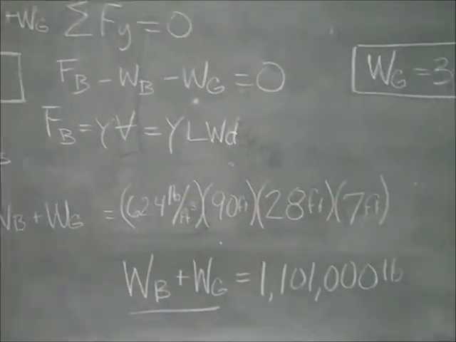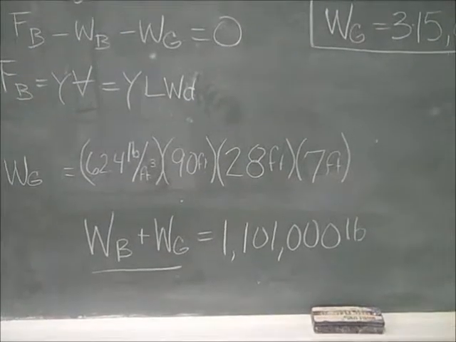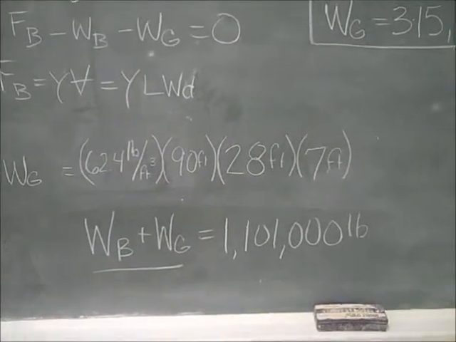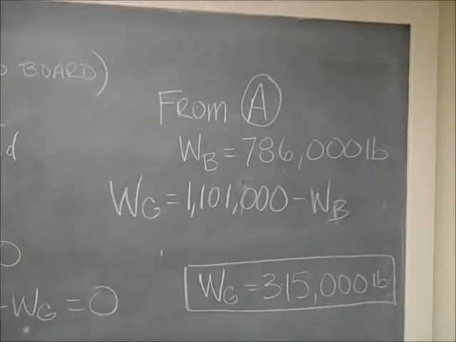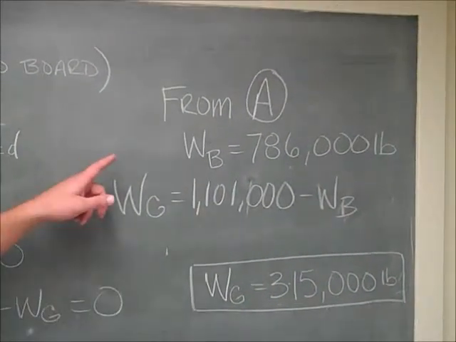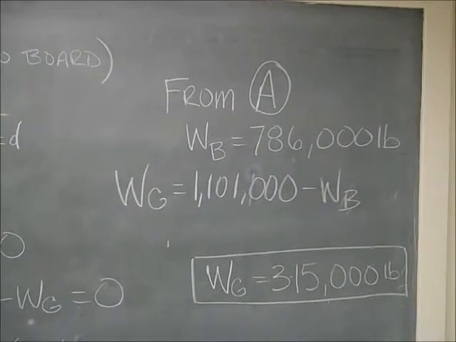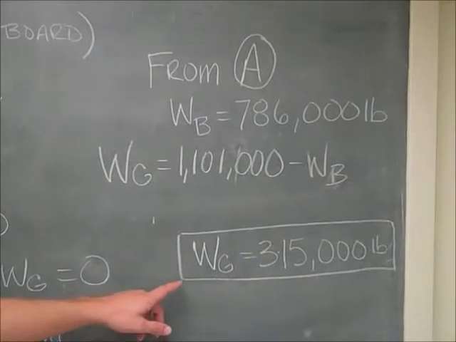So that equals the weight of the barge plus the grain, which we got to be 1,101,000 pounds. And so then you just simply subtract the weight of the barge from the total weight, and we got the weight of the grain to equal 315,000 pounds.